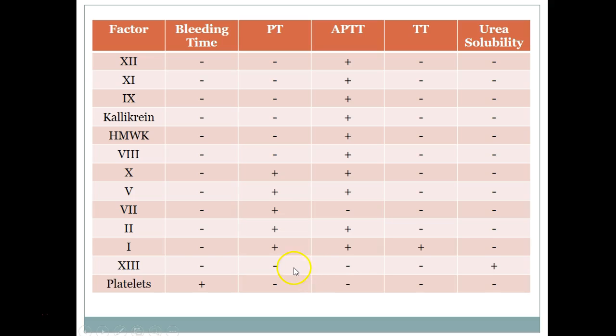So what does test 13 is a specific test called a urea solubility test. So if you really want to see if somebody might be deficient in factor 13, not having enough, they can order a specific test to screen for that. The TT stands for thrombin time, and this is going to be all about factor 1, which again is fibrinogen. So we're going to get into each of these, but this is just kind of your overall screenshot.